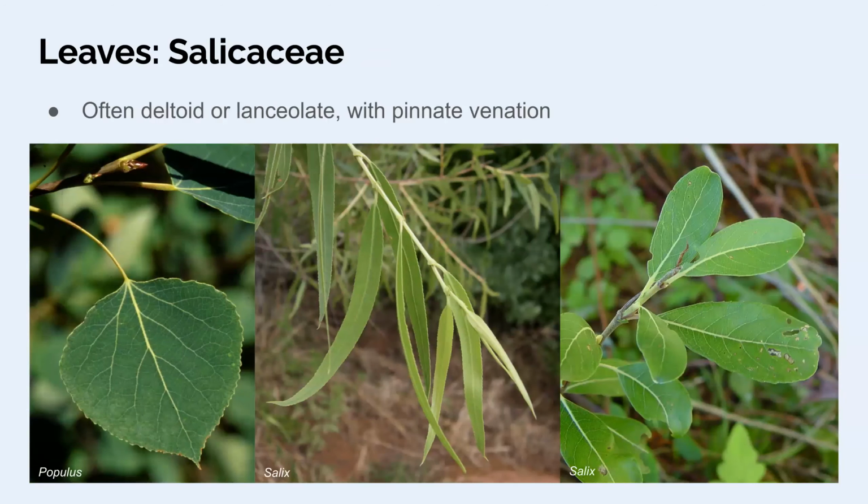Leaves in Salicaceae, similar to some of these other ones, sometimes they're helpful. I'd say the shape of an aspen leaf is pretty distinctive, or a cottonwood has this deltoid triangular shape to it. Some of our willows have this long lanceolate feature. Others of our willows may be a little less descript, so elliptic or ovate. This one looks a little obovate. But again, we've got pinnate venation, as we've seen in a few cases.